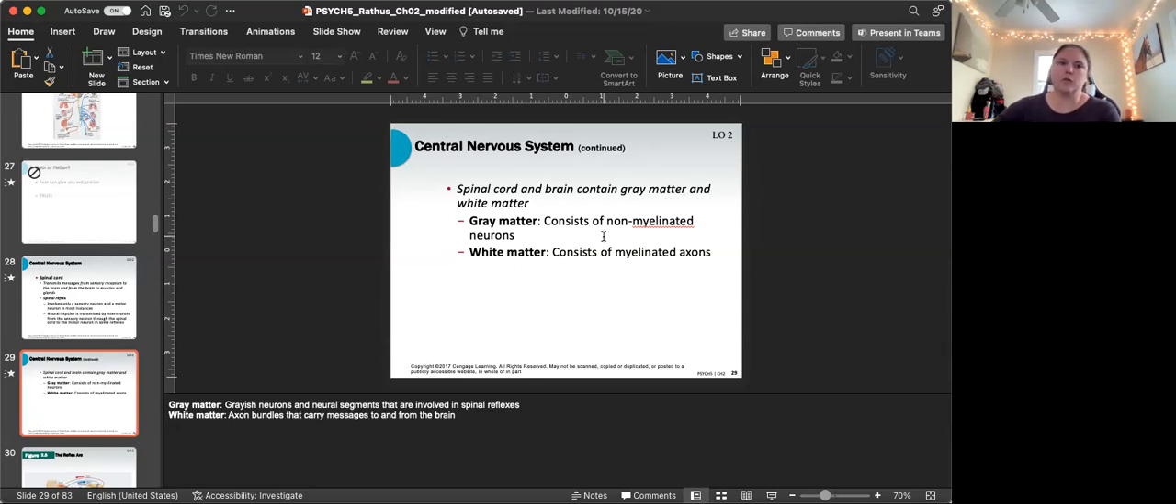This is the information that I'm looking for, whatever your notes are that remind you to say something about what's on that slide. So if I'm presenting this slide to you, I would say, this is the central nervous system. So we're talking here about the spinal cord, and it includes the spinal cord and the brain. The brain has two types of matter in it, gray and white. The gray matter includes grayish neurons and neural segments that are involved in spinal reflexes. And the white matter includes axon bundles that carry messages to and from the brain.